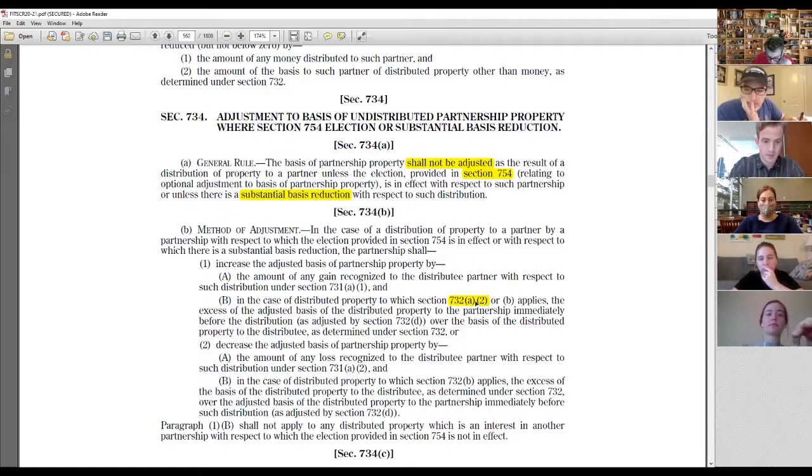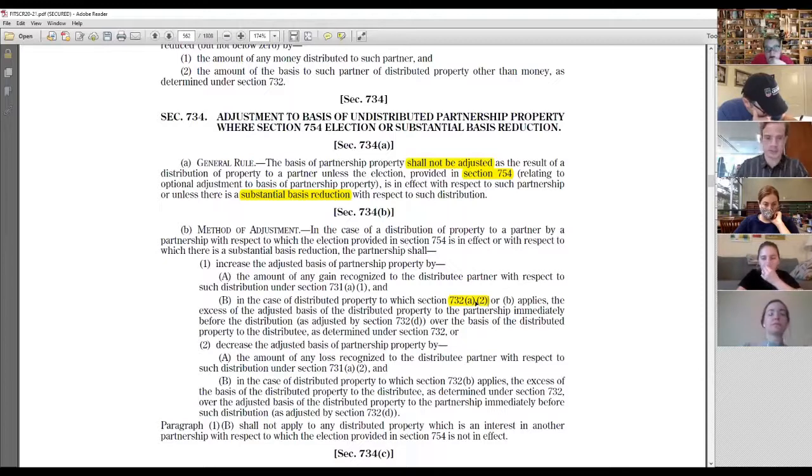732(a)(2) then says, however, if the partner's outside basis before the distribution is less than the partnership's basis in distributed property, then give that partner a basis in distributed property equal to the lower outside basis. We did that last class. Again, it's kind of hard to talk about in the abstract, so we'll come back to this.